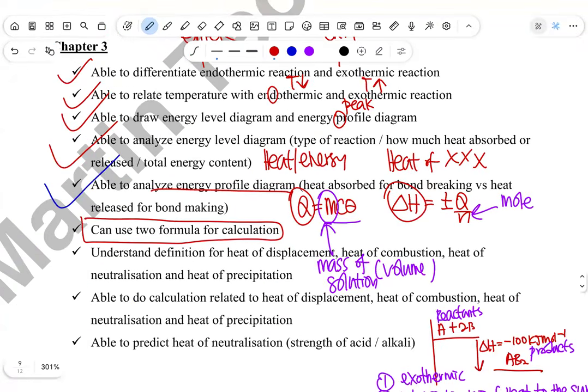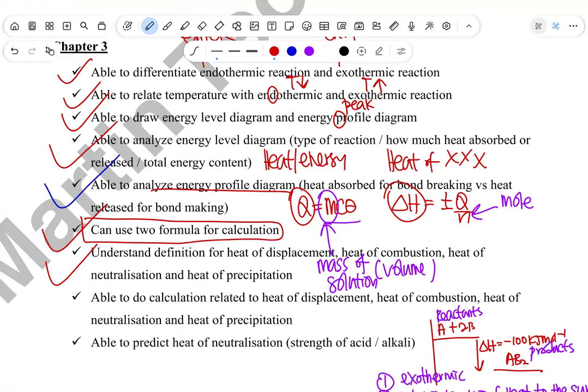But I don't think the calculation is hard, because there are only two formulas for you to play around with. And when you do calculation, I always mention working. You must write a good, detailed, understandable working to show the examiner.